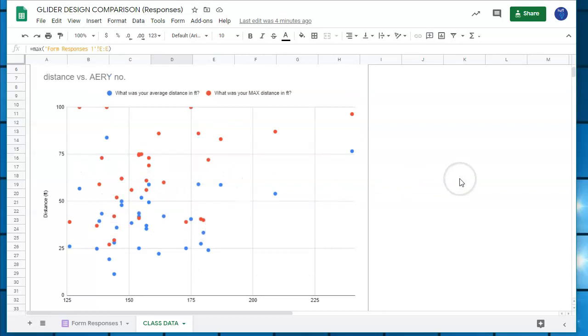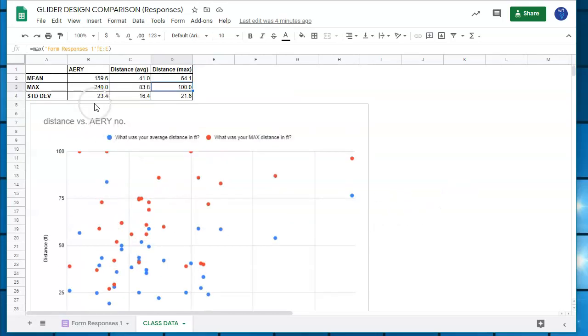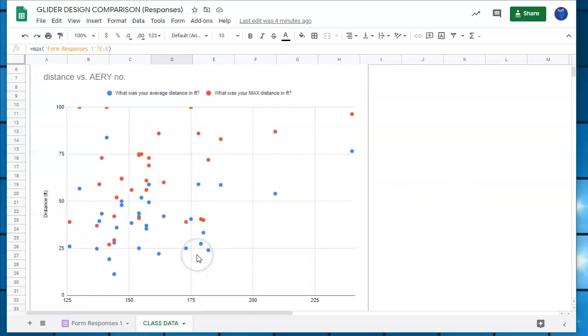Really what I'm going to tell students next year is, if your AERY number is about 160 plus or minus about 30, you're probably in good shape to make an airplane that flies. And then really it comes down to a lot of human factors. There is a big gap between designing an airplane that is perfect in software and actually constructing that aircraft perfectly.